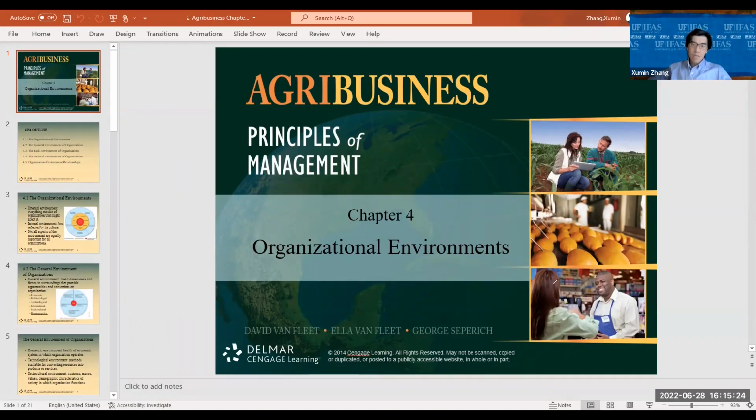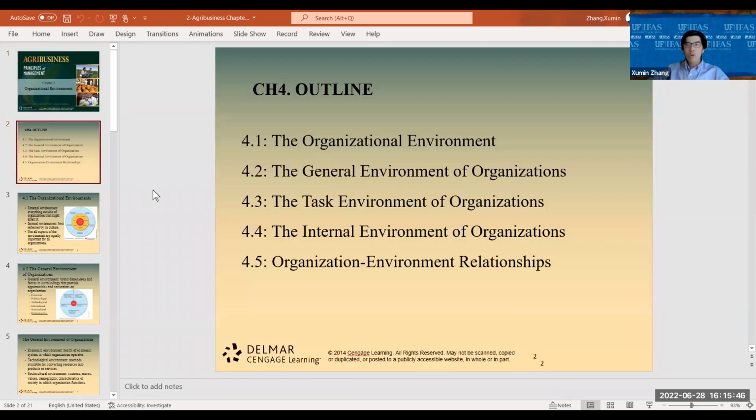So let's start with chapter 4. Chapter 4 is about the organizational environments. See, it's called environments, the environments the company is engaging in or operating in. This chapter, compared with chapter 5, gives us a broader picture. Always, as a manager, you should have a big picture.